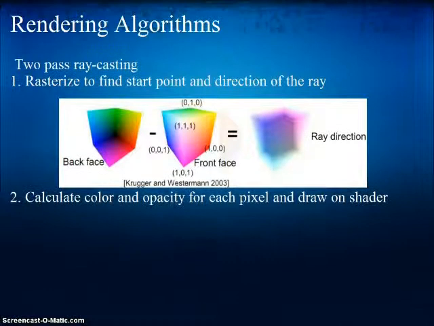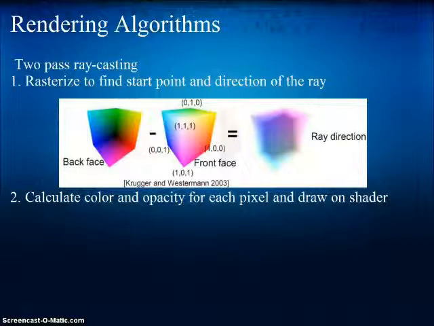Moving on to rendering algorithms, we use two-pass raycasting. The first step is to rasterize to find the starting point and the direction of the ray, and the second step is to calculate the color and opacity, knowing the starting point and direction for each pixel, and draw the results on the shader.